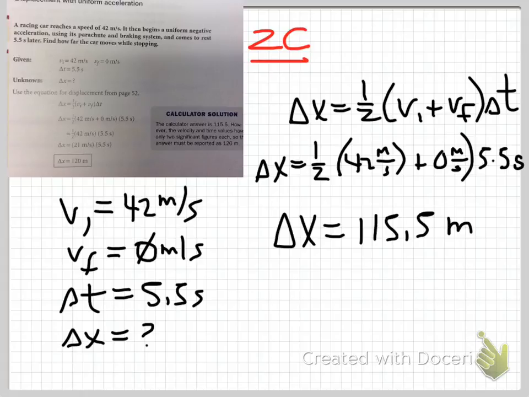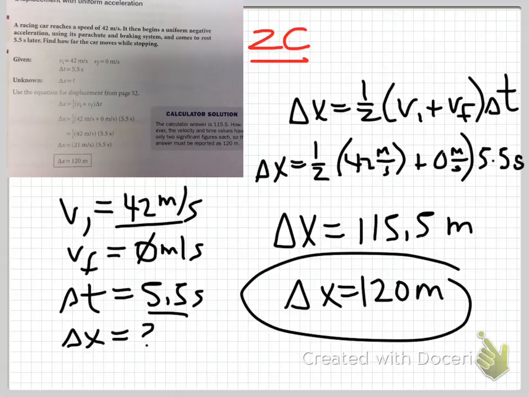There, that's better. So we do get meters. How many sig figs can we have? 2. 2 sig figs, because both of these have 2 sig figs. So delta x would be 120 meters. Okay.